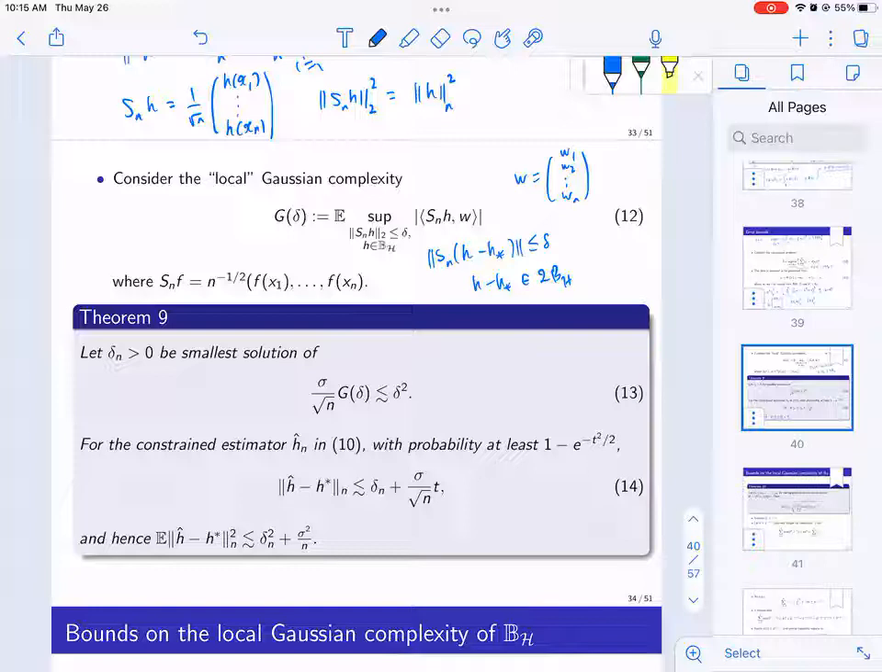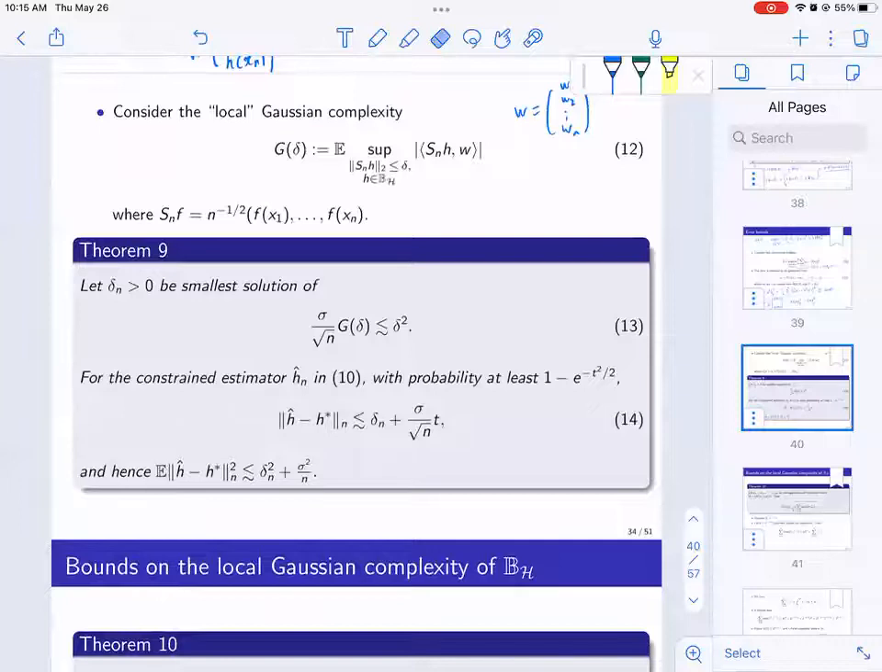You'll see in the proof. The locality comes from this part. It's a little bit hard to explain, but once you go through the proof, you understand why this matters. So this quantity tells you something about Hilbert space. Once you compute it, it also depends on the x1 up to xn.